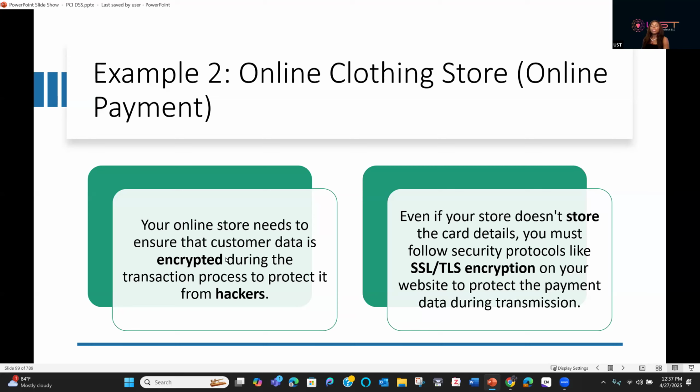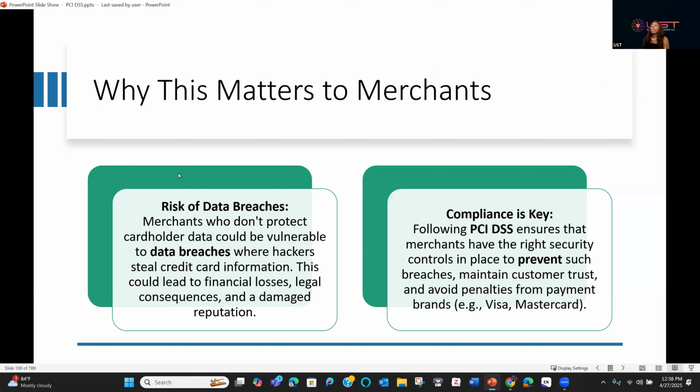Your online store needs to ensure that customer data is encrypted during the transaction process to protect it from hackers. Even if your store doesn't store the card details, you must follow security protocols like SSL or TLS encryption on your website to protect the payment data during transmission. Even with us today, we do not store anything, but our website is highly secured. Okay.